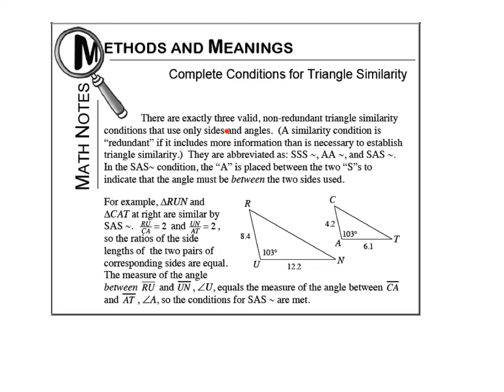And this is an important piece here, in that in the side angle side portion, the A is placed between the two S's to indicate the angle must be between the two sides used. And that's why we're using side angle side a lot. But just as a reminder, we have 3 options to choose from to justify similarity.